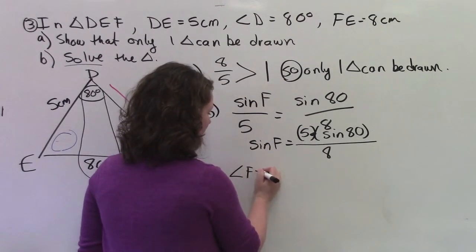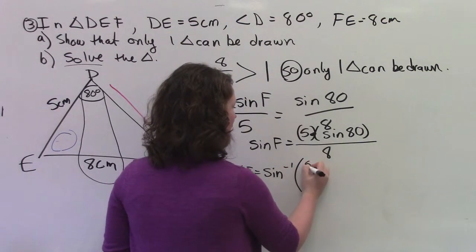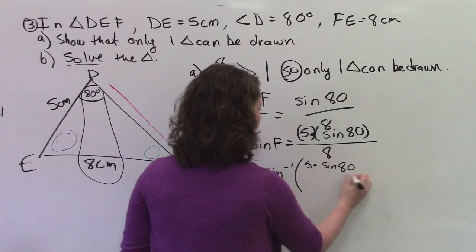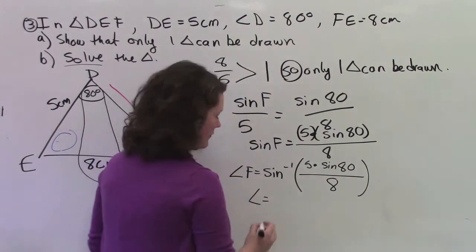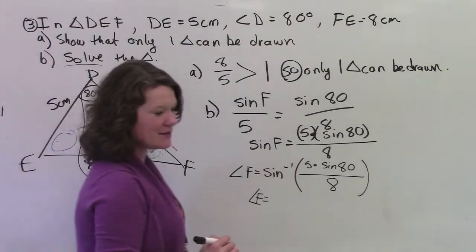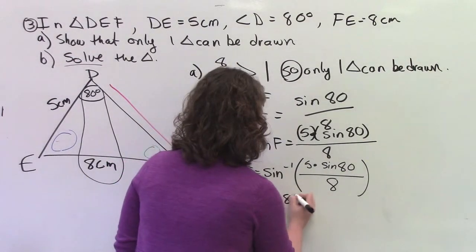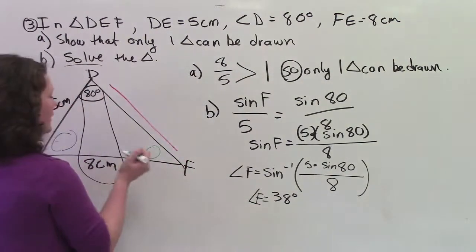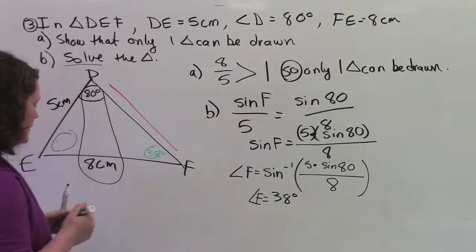Measure of angle F is sine inverse of 5 times sine of 80 over 8. Measure of angle F is, I'm looking at my notes, yeah, 38 degrees. So I can put that in right here. I know that this is going to be 38 degrees.